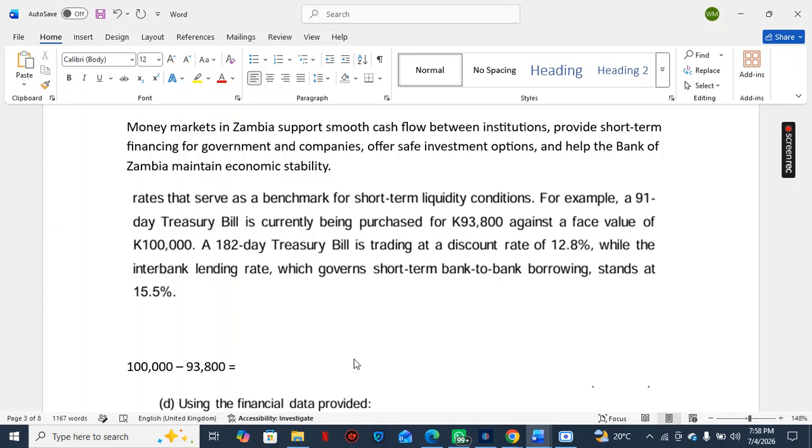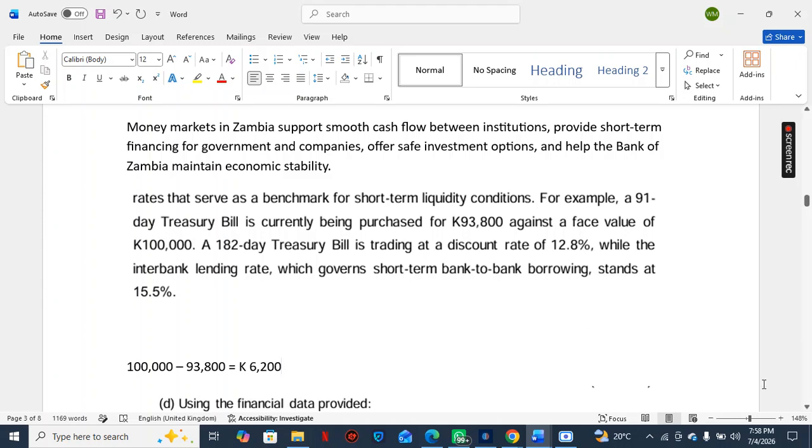This is not part of the question, but it's just so that you understand how these things work and you get context. All right, but it's not part of the question. 100,000 minus 93,800. Yes, you earn interest of 6,200 kwacha. That is the interest that you're going to earn.